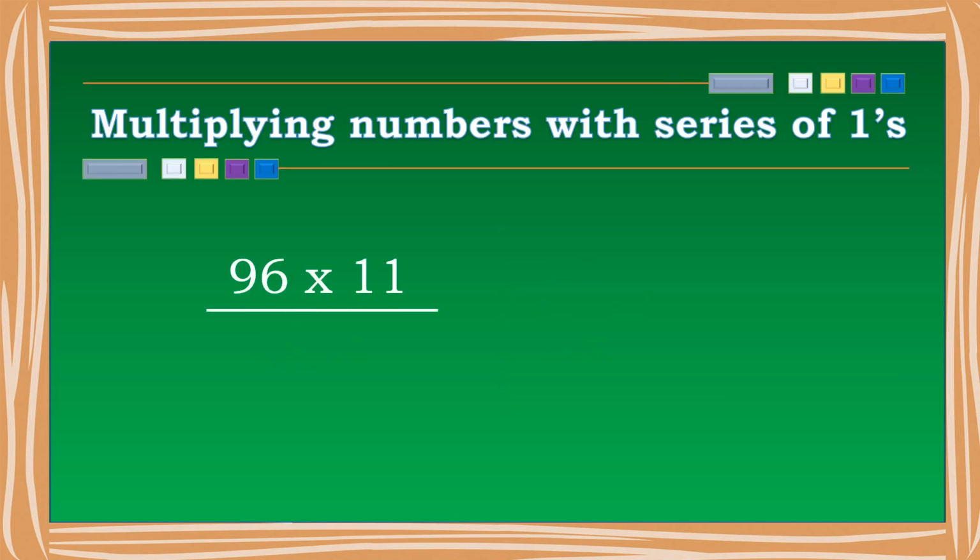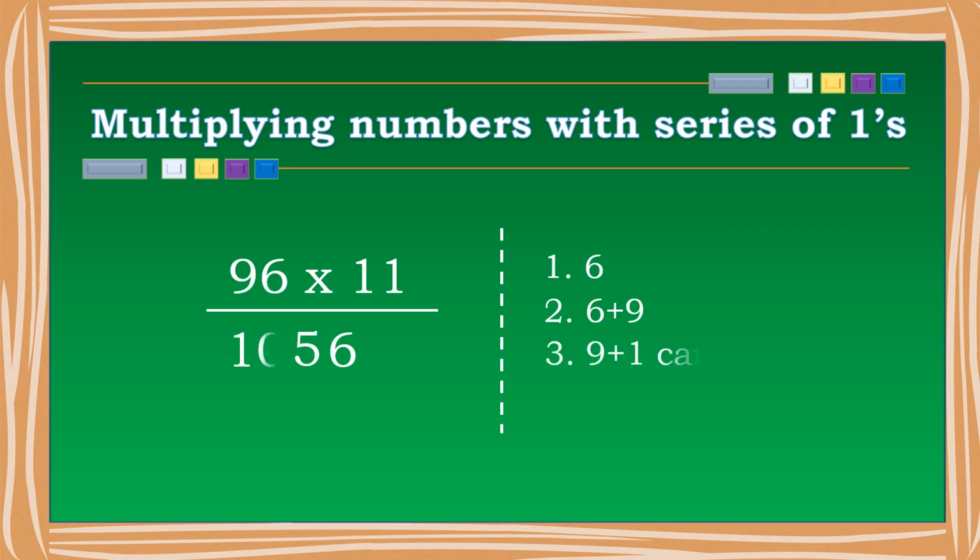Let's take one more example. 96 multiplied by 11. Process. First step, 6 as it is. The second step, 6 plus 9, that is 15, but we keep only 5 and 1 as a carry, because only one digit is allowed for one step. Next, step 3, 9 is supposed to be written as it is, but there was a previous carry of one, so total 10. So the final answer is 1056.